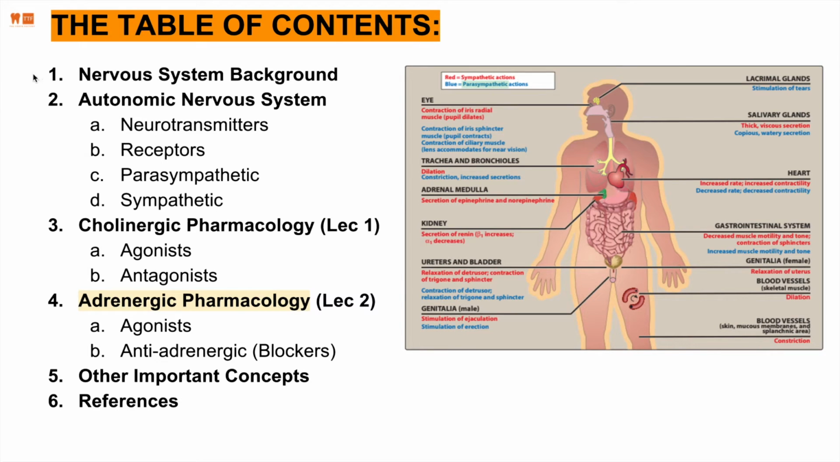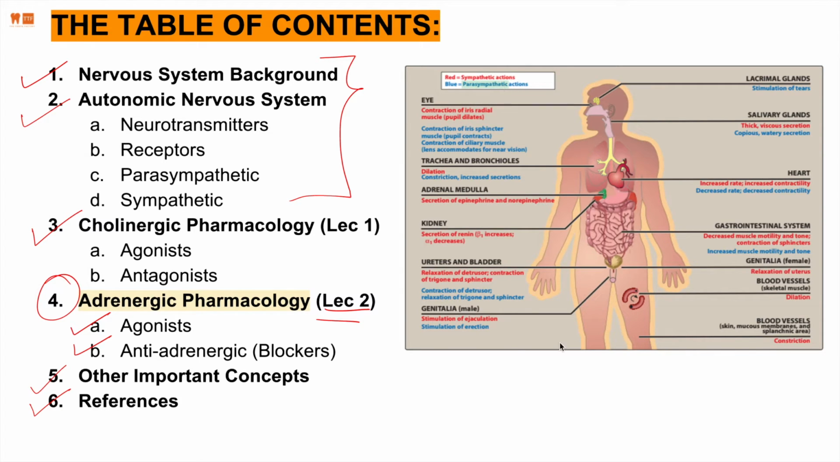We're going to take a look at the nervous system background and the autonomic nervous system. This is going to be quite brief because we covered this in the previous lecture. However, the adrenergic pharmacology will be much more in depth in terms of the drugs used, such as agonists and antagonists, such as the anti-adrenergic or the blockers. And then some very important concepts followed by references. We'll summarize our lecture today. So just a little introduction per se.